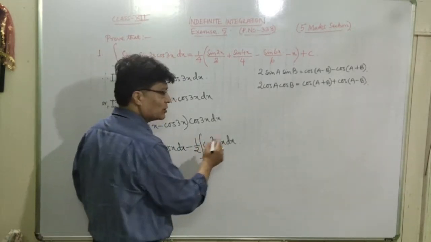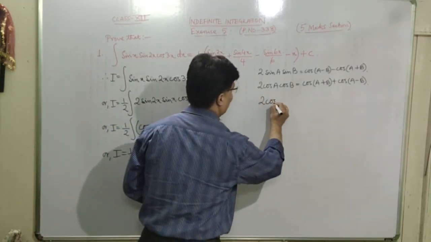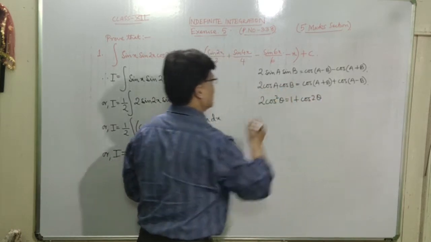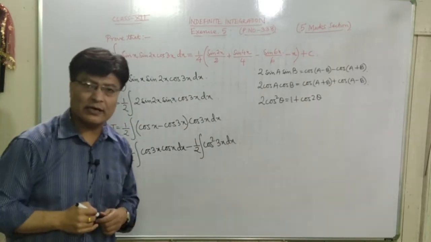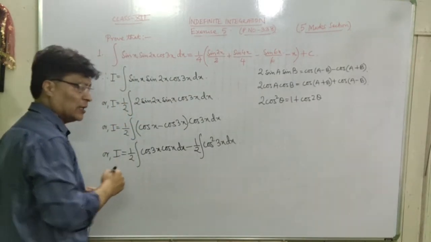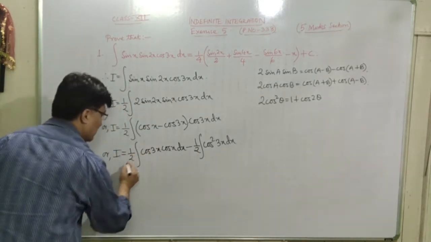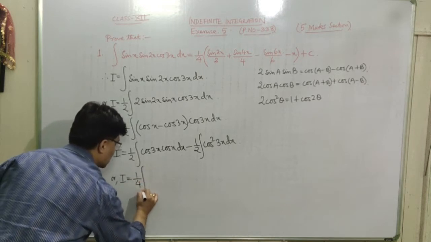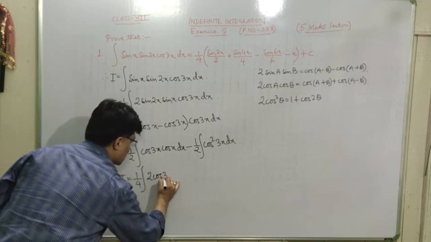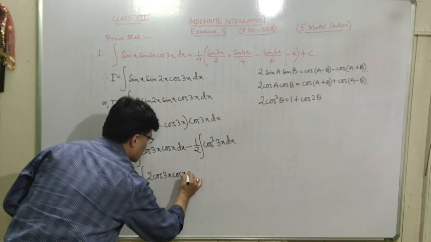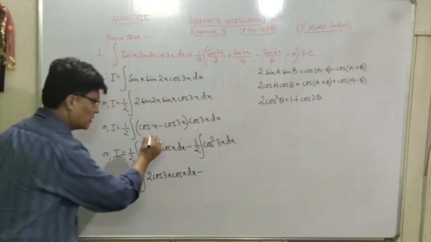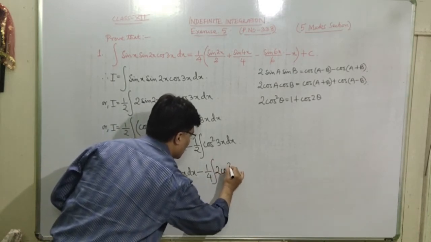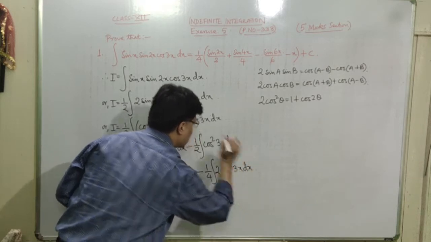That is, in this case, 2 cos square theta. So what is the formula for 2 cos square theta? It is 1 plus cos 2 theta. Is that clear now? So let's do this simplification. But first of all, you have to multiply and divide it by 2. So it is equal to 1/4 integration of 2 cos 3x cos x dx minus 1/4 integration of 2 cos square 3x dx.